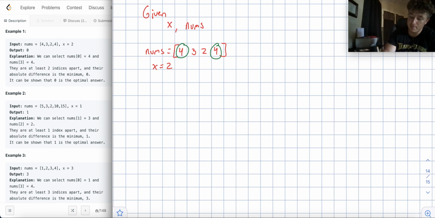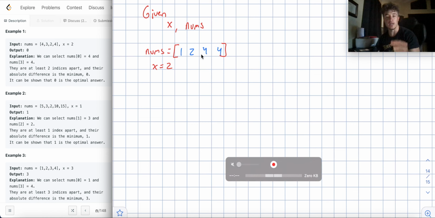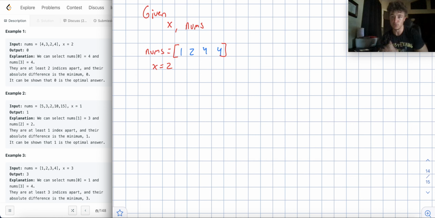And that is, let's imagine that instead this array looked as so. Just for the sake of trying to understand. Let's say it was 1, 2, 4, 4, and x was 2. Well, in this example, you would say the closest two elements are still 4 and 4, because that would minimize the difference between two elements, because we're trying to find elements that are as close as possible to each other.